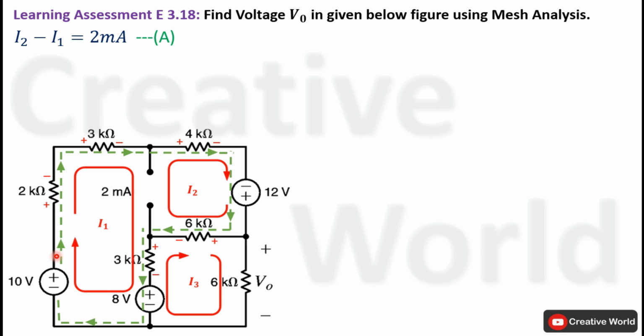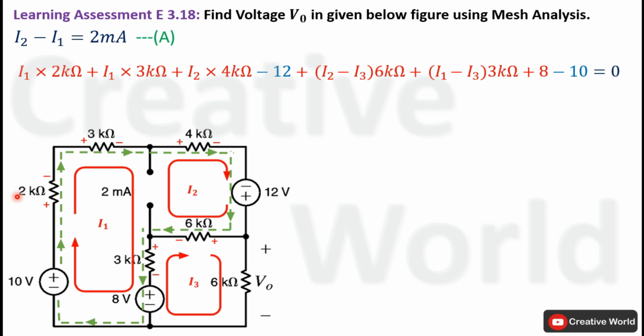So first of all, we will apply Kirchhoff's voltage law inside this mesh to find its current equation. We will start from here. Current entering terminal is positive, so voltage across this 2 kilo ohm resistance, that is the product of current I1 and 2 kilo ohm, will be taken with positive sign. Next, current entering terminal is positive, so voltage across this 3 kilo ohm resistance will be taken with positive sign, that is the product of I1 and 3 kilo ohm.